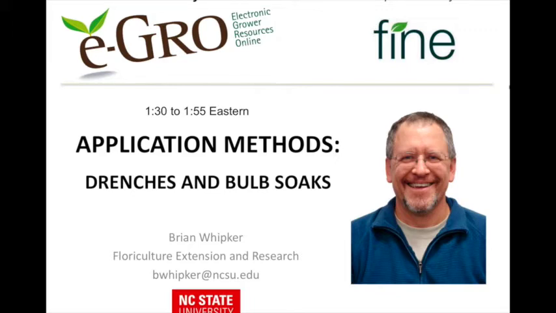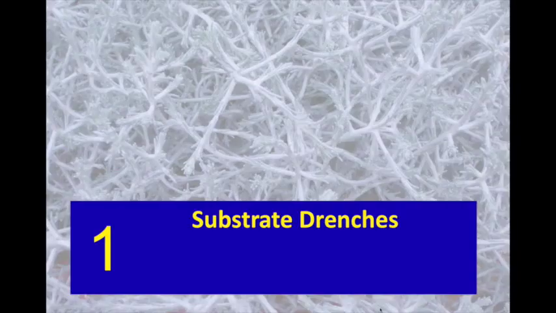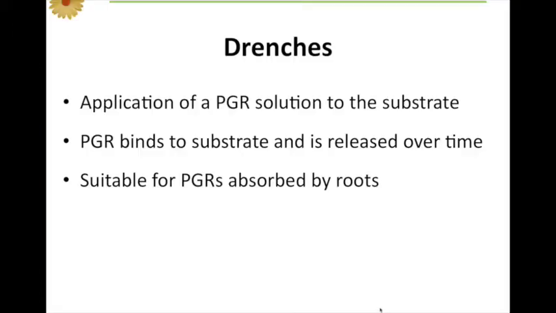So Joyce covered the concepts of foliar sprays and liner soaks. The other primary application methods that we look at are drenches and bulb soaks, and that's what I'm going to talk about in this section of the presentation. So when you see the two options, it's substrate drenches and bulb soaks. By far, substrate drenches are being used, and I want to cover that in more detail. I'm really only going to talk a little about bulb soaks because it's pretty specialized, and there are fewer people who are actually growing bulbs.